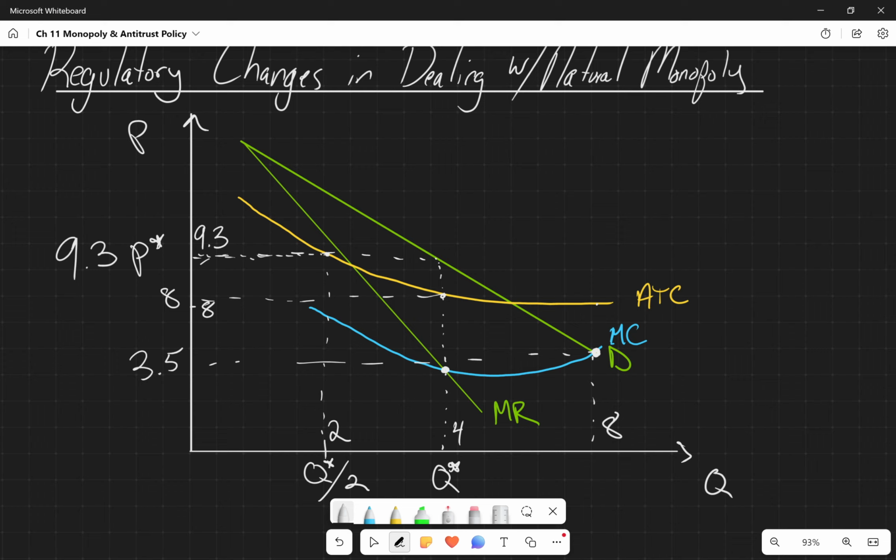So the most likely choice for the regulators to pick is not necessarily the marginal cost. It's not splitting the firm into two, but it's having them produce where their demand curve crosses their average total cost curve. So having them produce right at this point, which is a little bit less than 8. Let's say 7.5. And an output of 6.